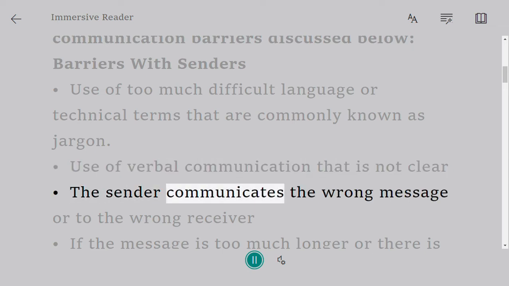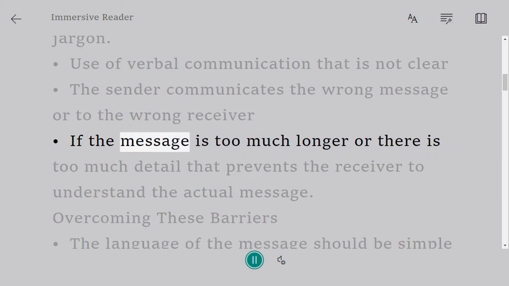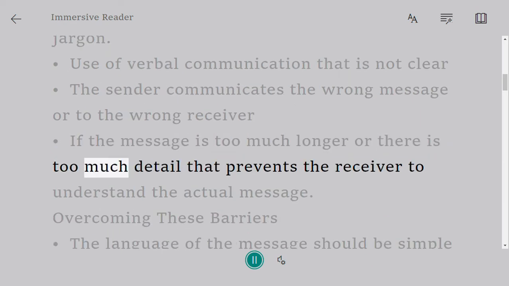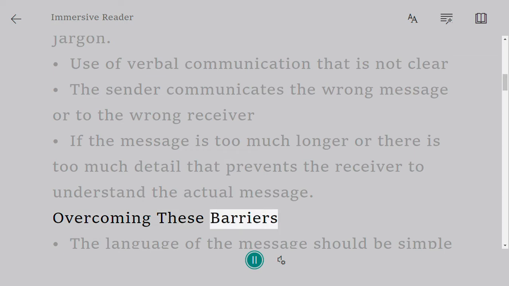The sender communicates the wrong message or to the wrong receiver. If the message is too long or there is too much detail, that prevents the receiver from understanding the actual message. Overcoming these barriers.